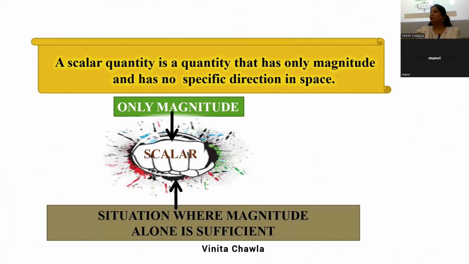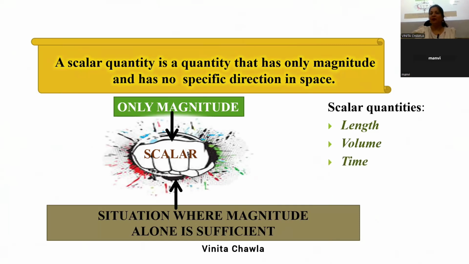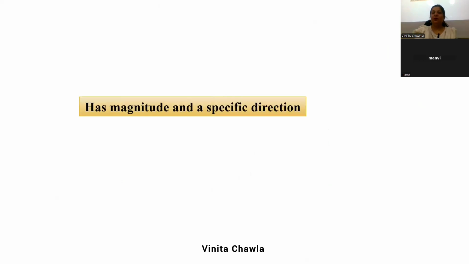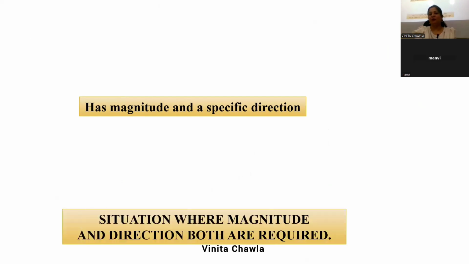वहां पे हम स्केलर क्वांटिटीज होती है जहां पे we do not require direction. ठीक है. So examples are length, volume, time, mass. These are the examples of scalar quantities. On the other hand, if a quantity has both magnitude and a specific direction, then we term that quantity as a vector quantity. In situations where magnitude and direction both are required, we use vector quantities.